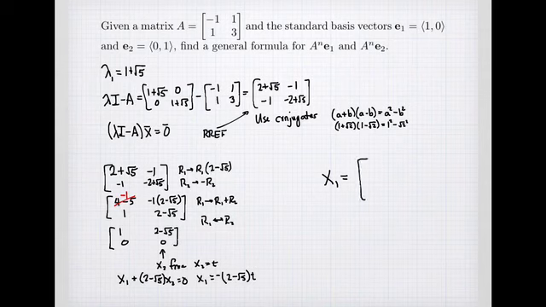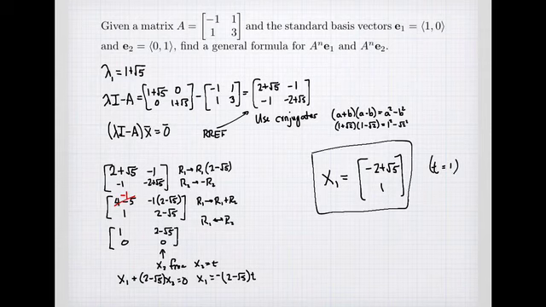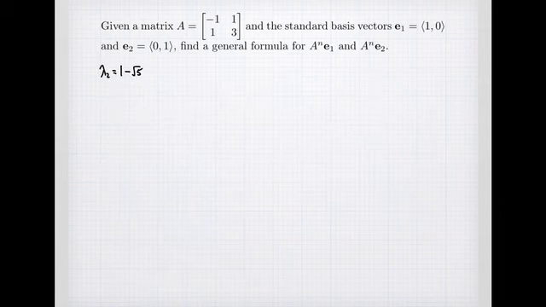If we change the sign, I get negative 2 plus root 5 and 1, and any scalar multiple of that. So here I'm going to pick t equals 1. So there's one of my eigenvectors. Well, now we'll do the same thing for our second eigenvalue.